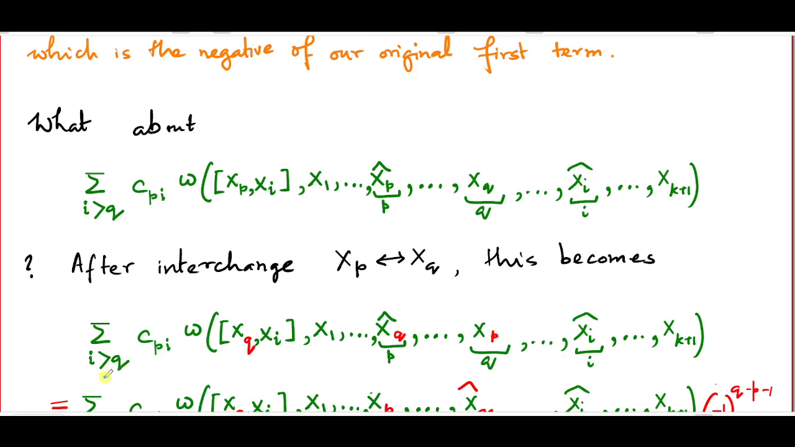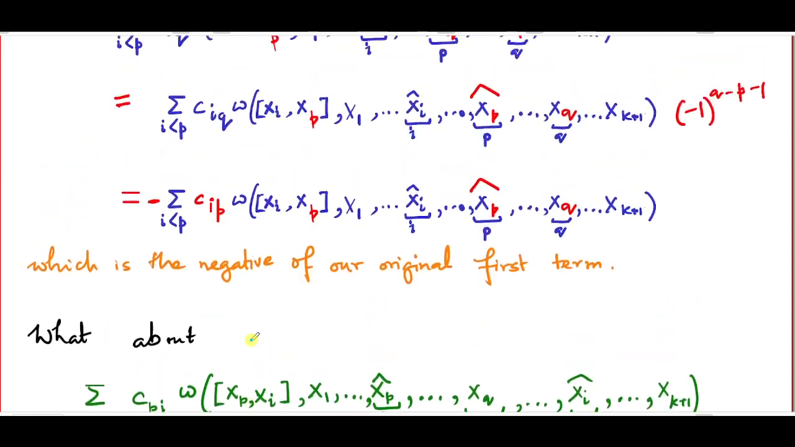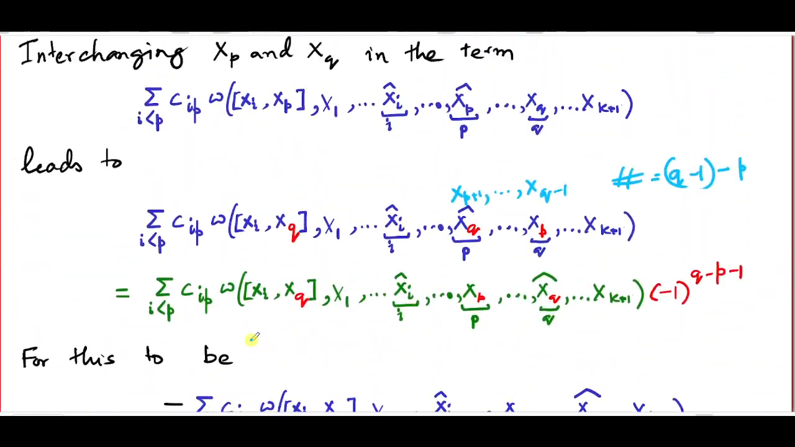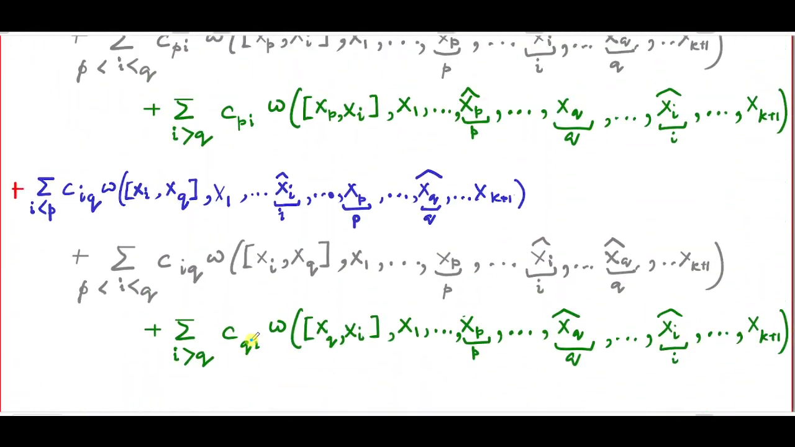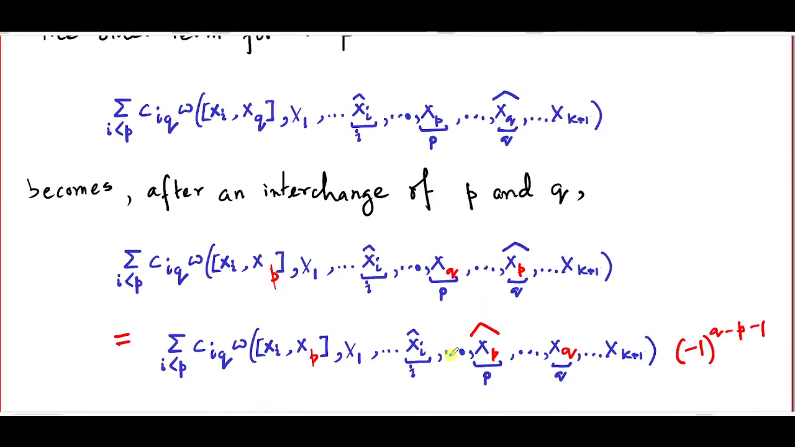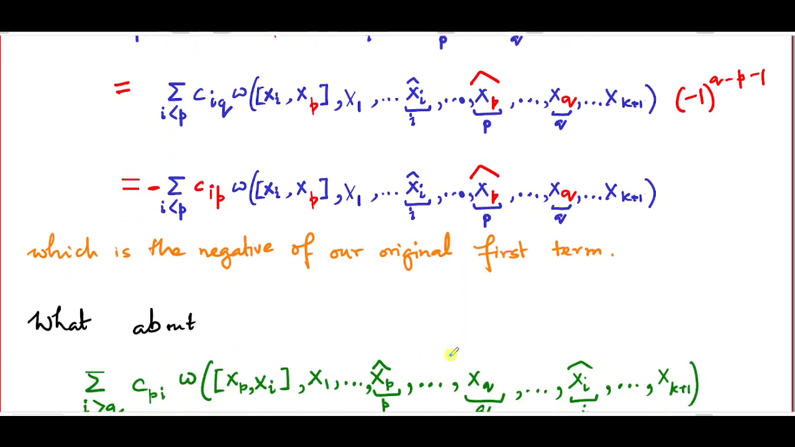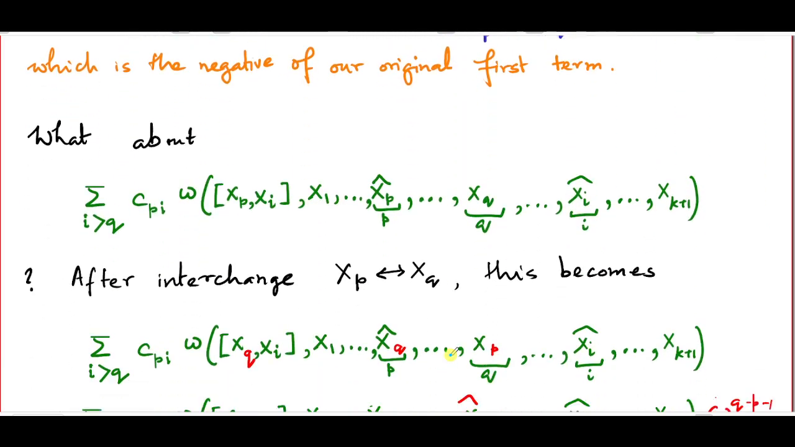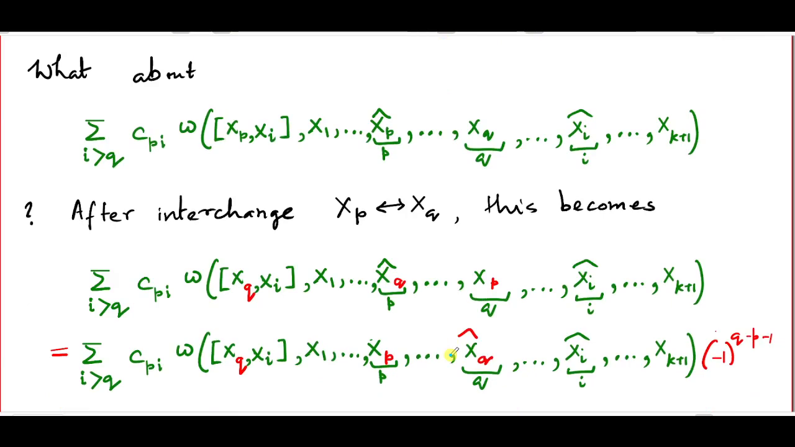And because this is a term where i is more than q and has x_q, x_i in the Lie bracket, it should be compared in our original sum with this term where i is more than q and you have x_q, x_i in the Lie bracket. So let's see how the two shape up.